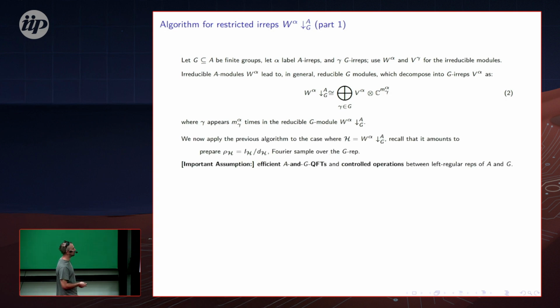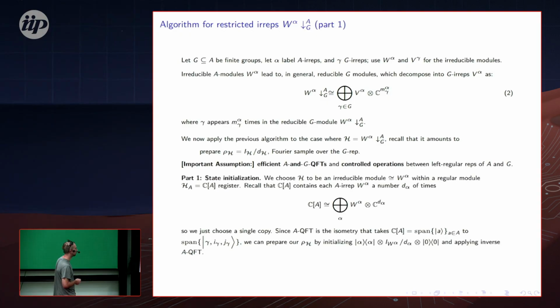And again, we apply the previous algorithm to this case. Recall that it amounts to preparing a maximal mixed state and Fourier sampling over the G-rep. And here we assume that we have efficient quantum Fourier transforms over the ambient group and the subgroup, and control operations between the left regular reps of both. So the two parts are state initialization and Fourier sampling.